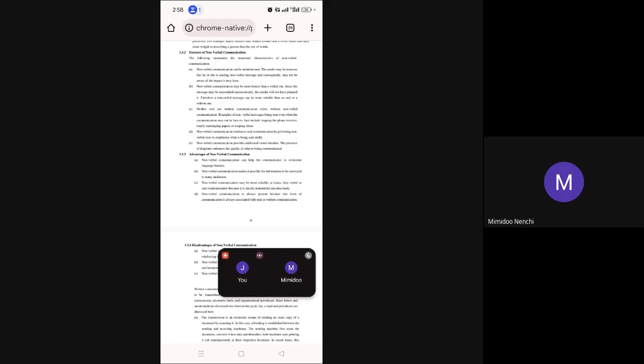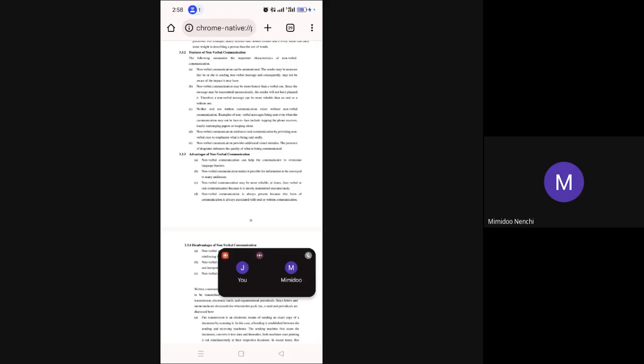So now let's move on to advantages of non-verbal communication. Non-verbal communication can help the communicator to overcome language barrier. Another thing is that with non-verbal communication, it is possible for information to be conveyed to many audience. With your non-verbal communication, people are able to reach through your message easily.